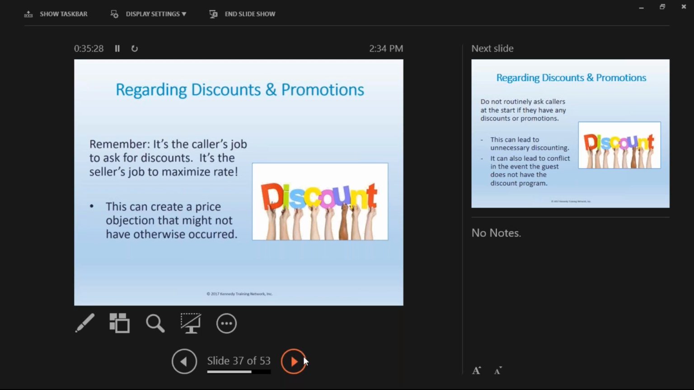So do not say, "What are your arrival and departure dates? How many adults and children? How many bedrooms do you need? And do you have AAA, AARP, or any discount programs?" No. It is their job to ask for the lower rate, because if they don't have it, they're going to want to fight you for it. If they do have it, you're giving away rate that you didn't need to.